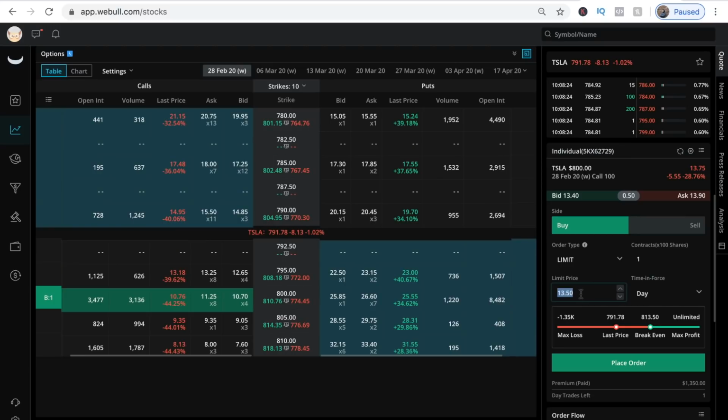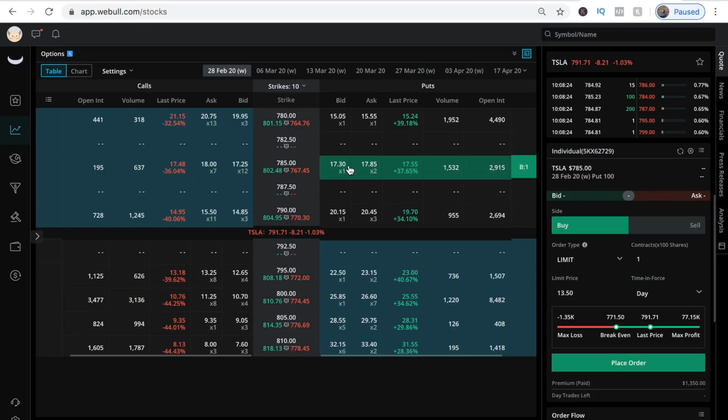Now, on the other side, we can look on the put side. We don't want to do this anymore. We want to look at a put. Boom, we can click on any put. Let's say we look at the 785s. We think Tesla's going down. Overall market conditions don't look good. Tesla's super overbought right now, overextended. We want to look down, and it's going to show you the same type of thing.